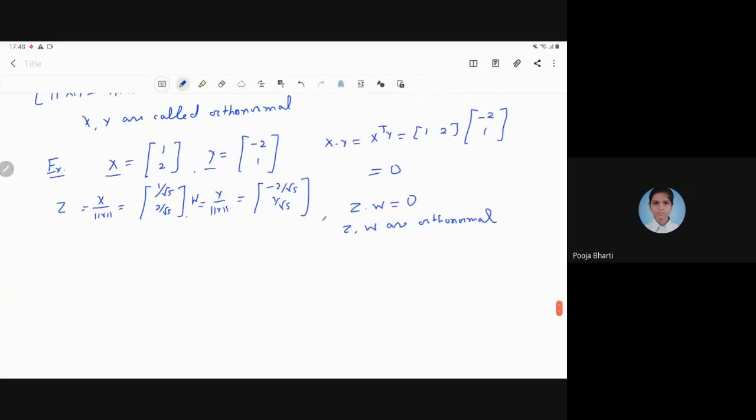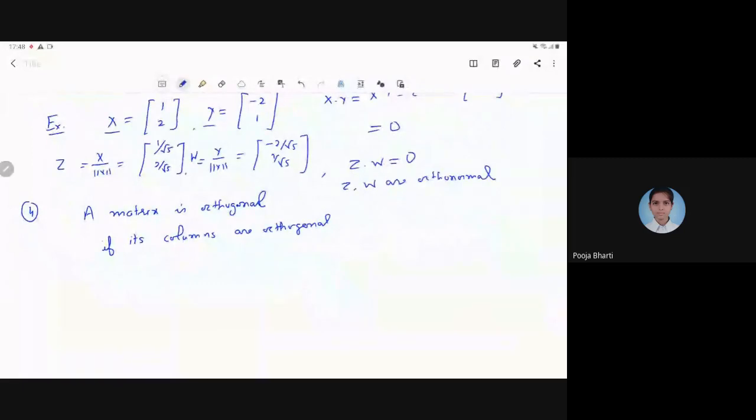Next, a matrix is orthogonal. Now I'm talking about a matrix. A matrix is orthogonal if its column vectors, or simply columns, are orthogonal. Similarly, a matrix is orthonormal if its columns are orthonormal. If column vectors of a matrix are orthogonal, the matrix is orthogonal. Note this definition.